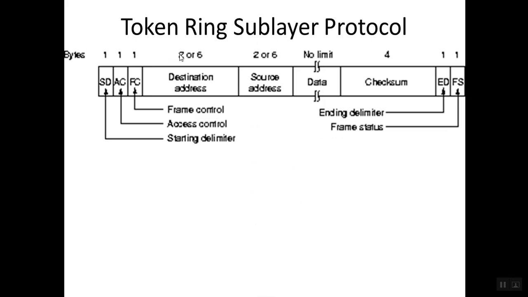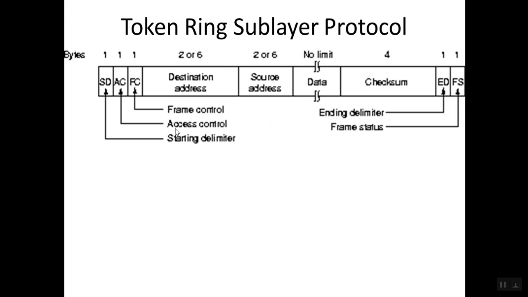Okay, now we will move to the frame format of a token ring. You can see the starting delimiter and the ending delimiter. The starting delimiter and ending delimiter can be used to mark the frame boundaries as we saw earlier, meaning the starting of the frame and the ending of the frame.